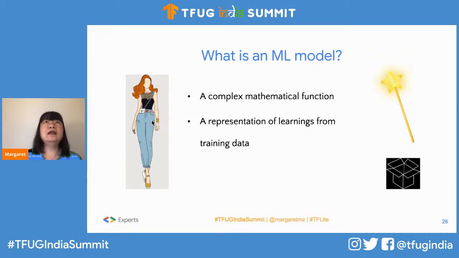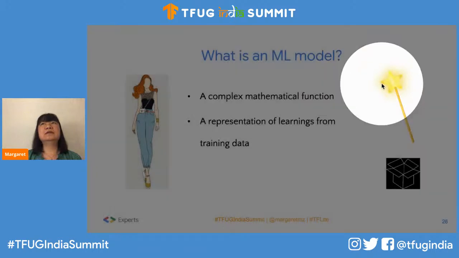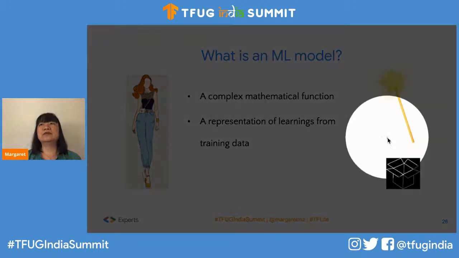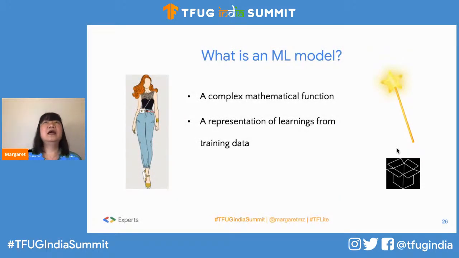But in reality, the machine learning model is a complex mathematical function after you do the training, and it's a representation of learnings from training data. So in some ways, it feels like a black box with some sort of magic there. And when we talk about on-device machine learning, a lot of times we are also talking about the inference on device using that model that got trained to perform a particular task.